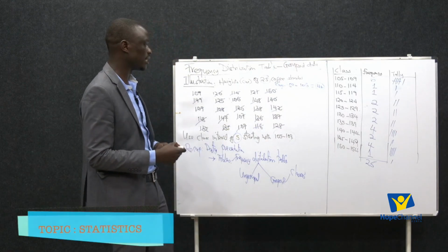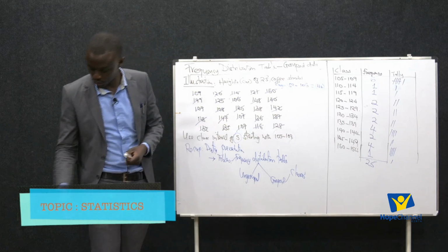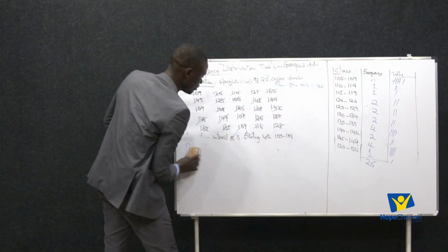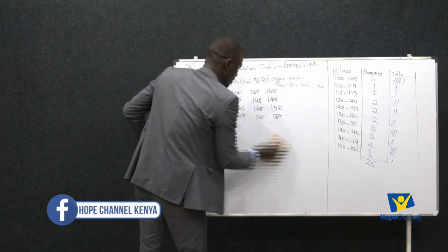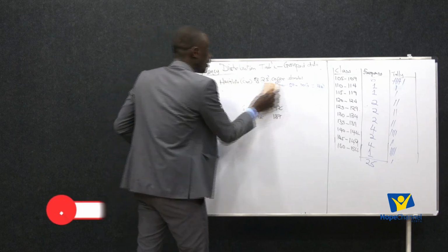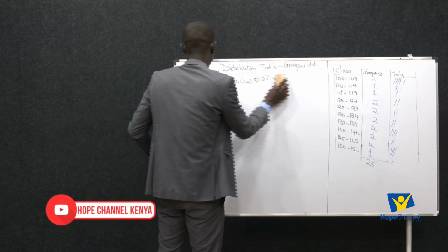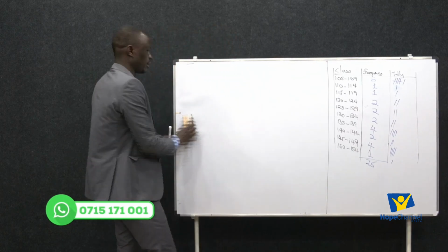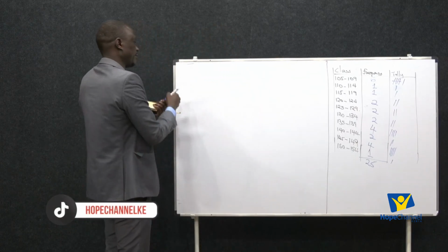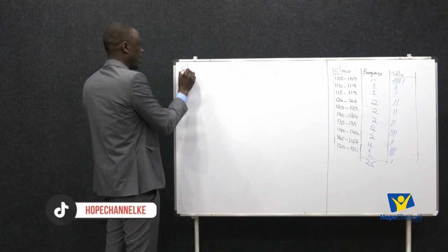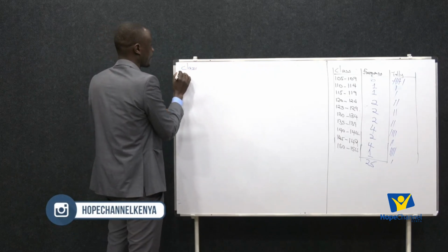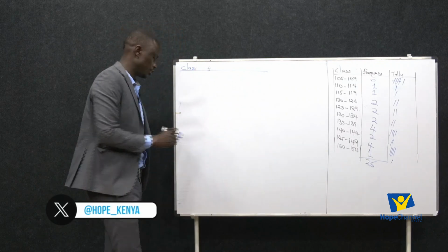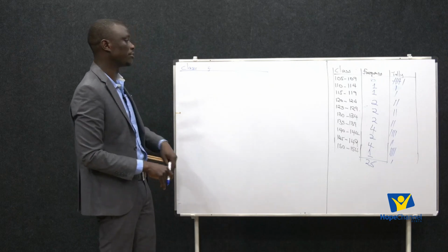So in that case, I want us to jump into one also important thing. I will pick the same data we are using. So let me just write the data here fresh. So I have the class, then I have the frequency. Let me just use F to represent the frequency.